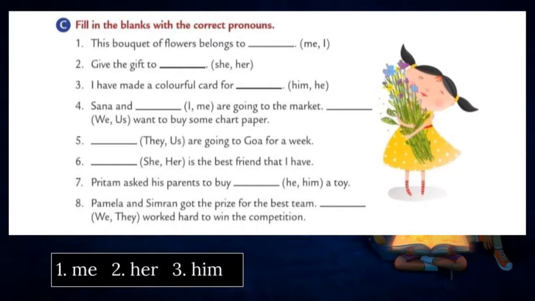I have made a colorful card for dash. The options are him and he. Which one should we use for the third one? As the subject pronoun I is already given in the third one, what is the answer? Yes, the answer is him. I have made a colorful card for him.